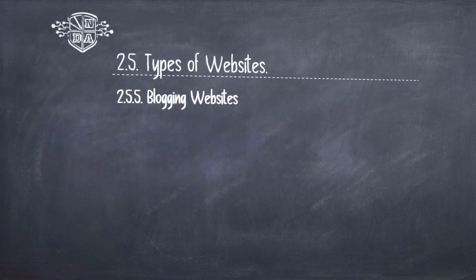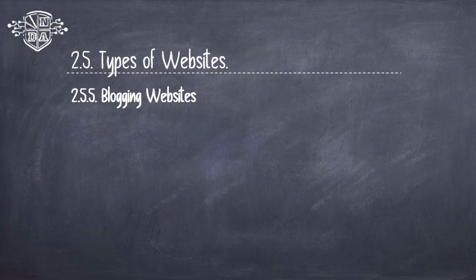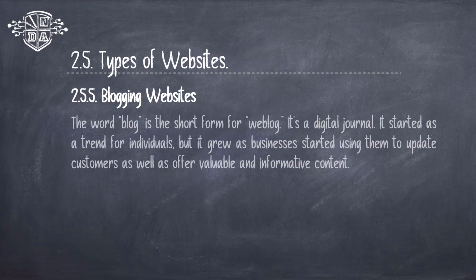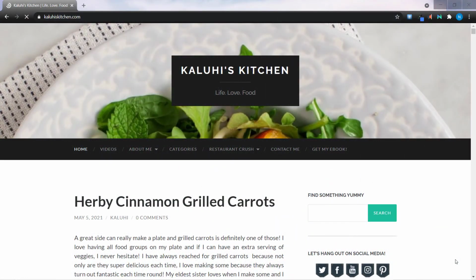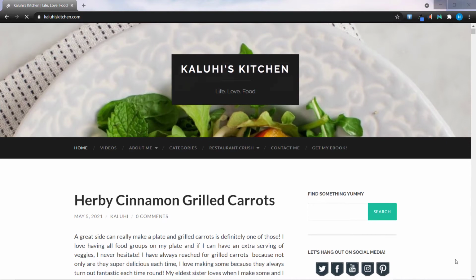The fifth type of website that we want to look at is what we call a blogging website. So the word blog is derived from the term web blog, which means a digital journal. It started as a trend for individuals, but it grew, and businesses started to use them to update customers as well as to offer valuable and informative content. These types of websites can just offer reading material, but they are also known to do other things. For example, you can also sell products like books written by the blog author, or ad space.